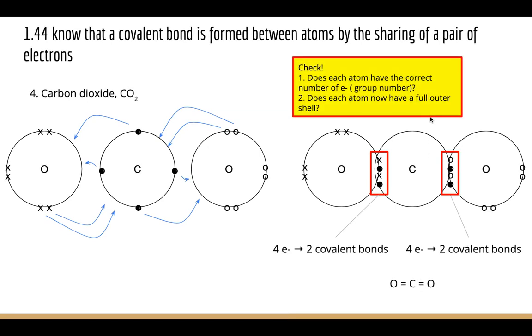And again, let's just check. Does each atom have the correct number of electrons? Oxygen, 2, 4, 6. Oxygen, 2, 4, 6. Carbon, 1, 2, 3, 4. Correct? Does each atom now have a full outer shell? Oxygen, 2, 4, 6, 8. Carbon, 2, 4, 6, 8. Oxygen, 2, 4, 6, 8. Great.